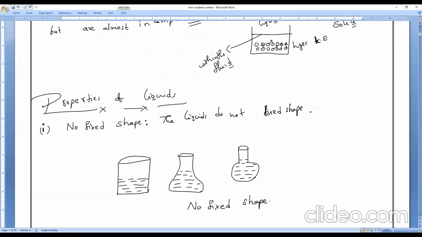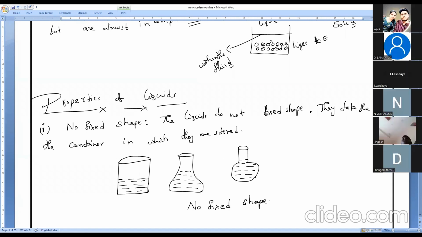They take the shape of the container in which they are stored. Is it okay, all of you? Clear? Understand it? So why, guys? What is the reason behind it?